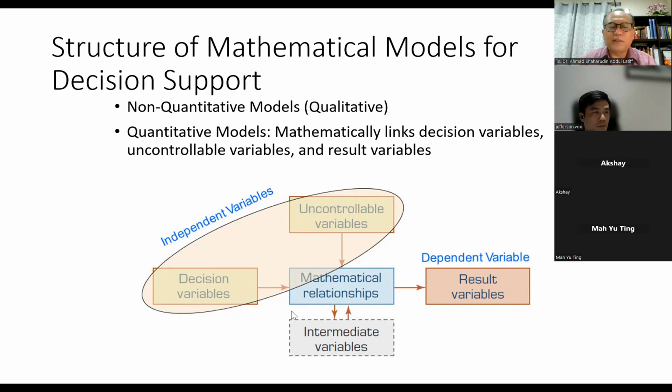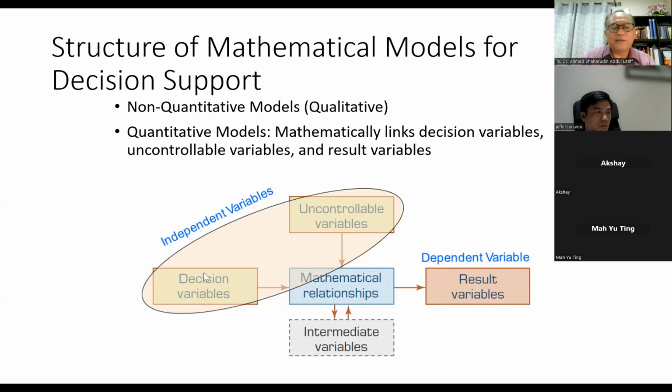Then you have other variables, which we call uncontrollable variables. For example, fluctuation of exchange rate. The management doesn't have control over it. Maybe inflation, for example, the increase of prices. It is actually a national issue, but at the company level, we could not control the inflation or the exchange rate. So these are uncontrollable variables.